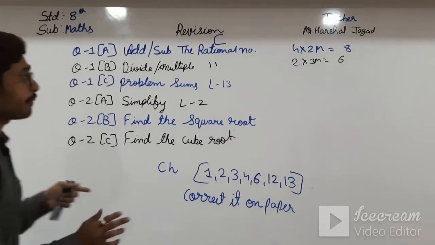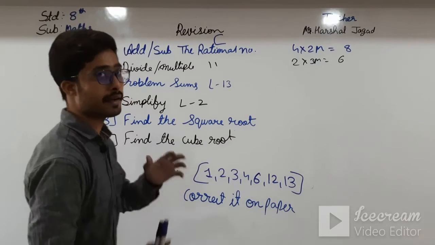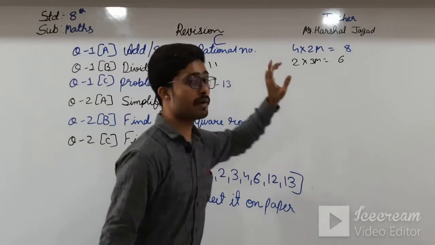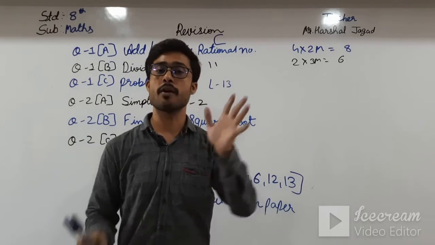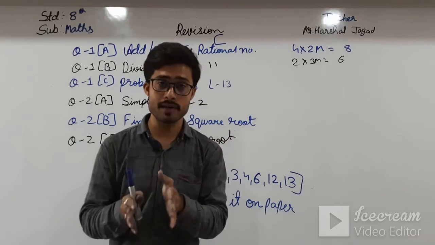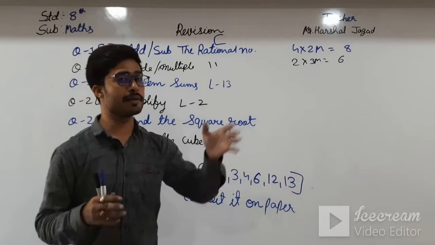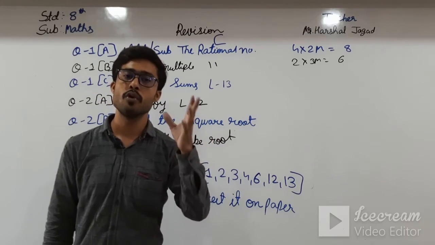I am just repeating it again, students. Question number 1A, add and subtract rational numbers. You know it is from chapter number 1. You have to add and subtract the rational numbers, that you know. And then after that, multiplication and division of rational numbers, that you also know how to do.